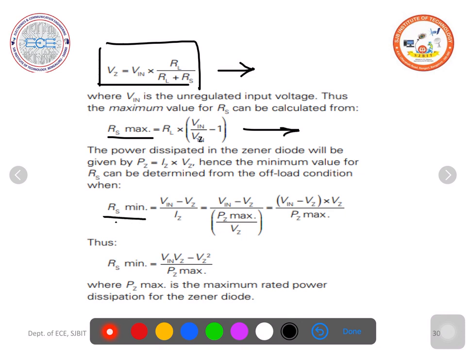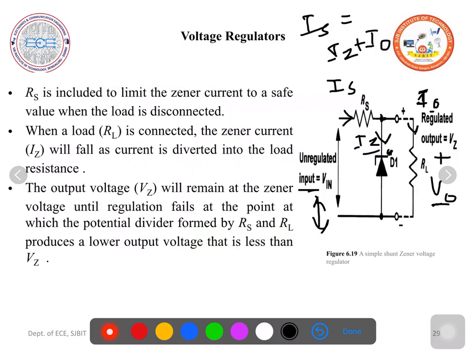To find Rs minimum, the minimum value of the Rs required in that circuit, let us consider the power dissipation by the Zener diode, Pz. Pz, as you know, is nothing but the product of voltage and current. So Pz is equal to Iz into Vz, where Iz is the current flowing through the Zener diode and Vz is the voltage across the Zener diode. Rs minimum can be found out when there is no load. Here in this circuit, assume that there is no load, that means there is an open circuit. Now we would like to find out Rs minimum.